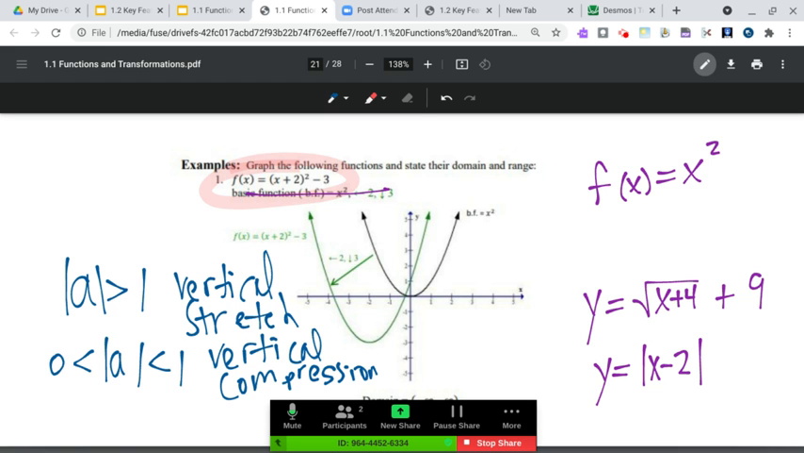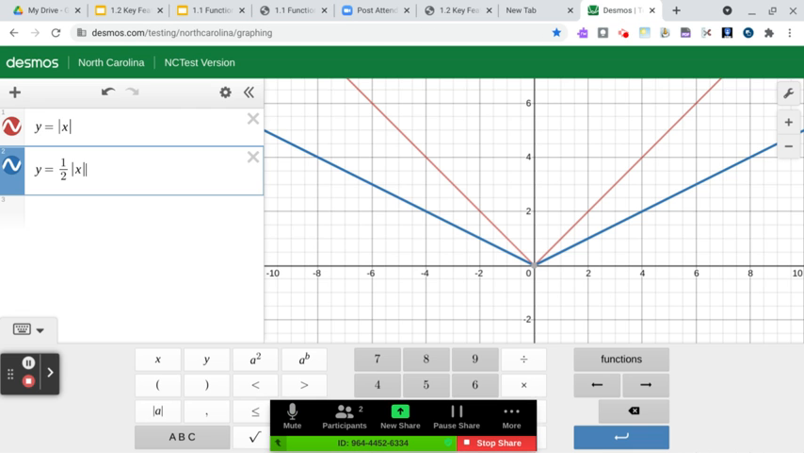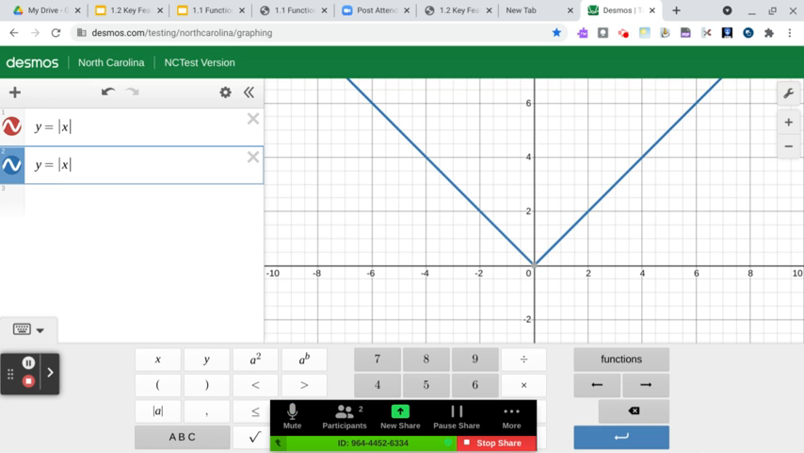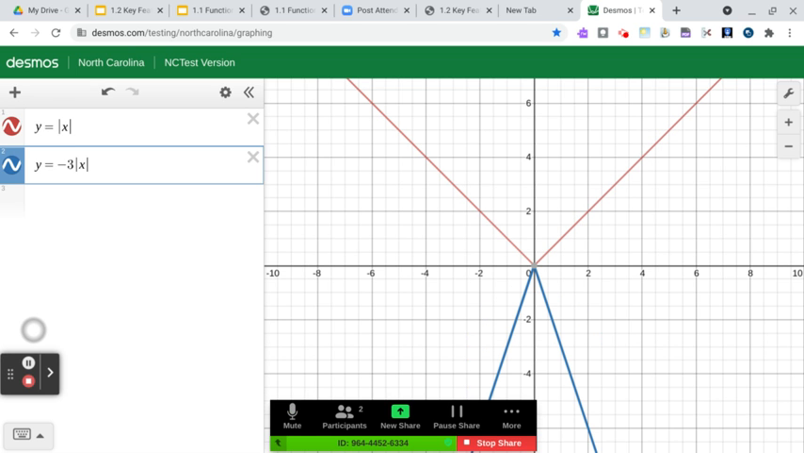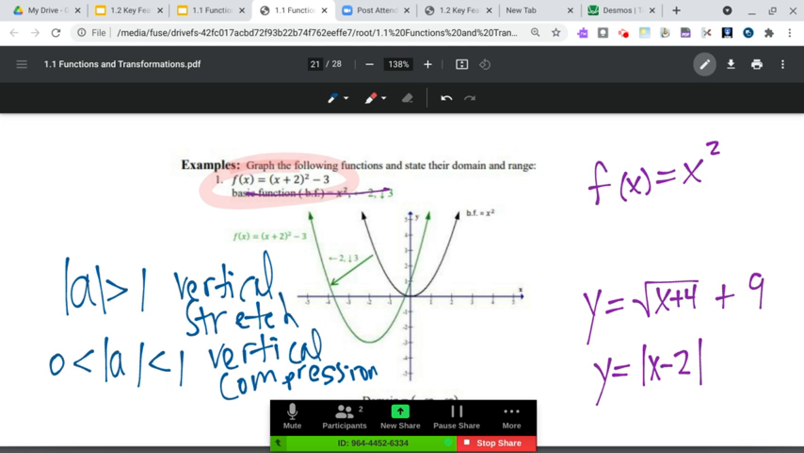And the reason why I put an absolute value symbol there is because it could say, watch this, let me go back to Desmos, negative 3. See how it makes it skinnier? So the negative doesn't matter. The negative just serves as an x-axis reflection.